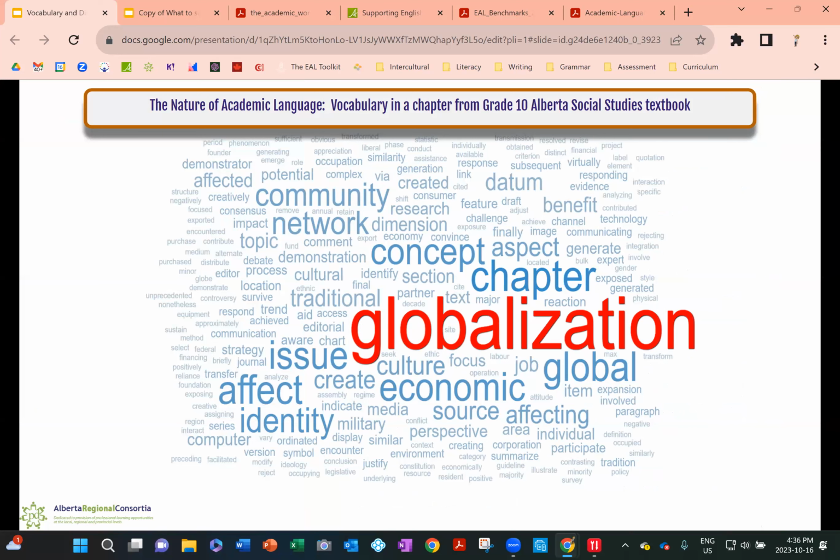And like I said before, students may not realize that this word globalization is connected to the word global, which is connected to the word globe, but also globally, globalize. So how do we make sure that our students understand that all of those words are connected with one another?